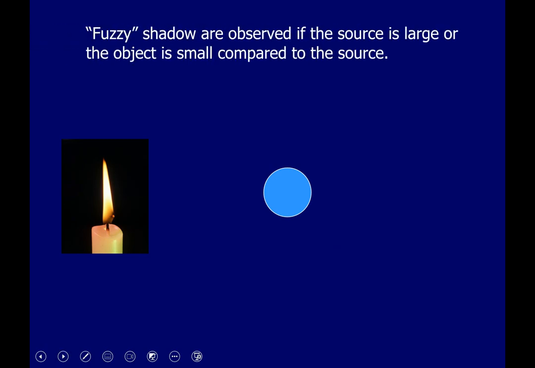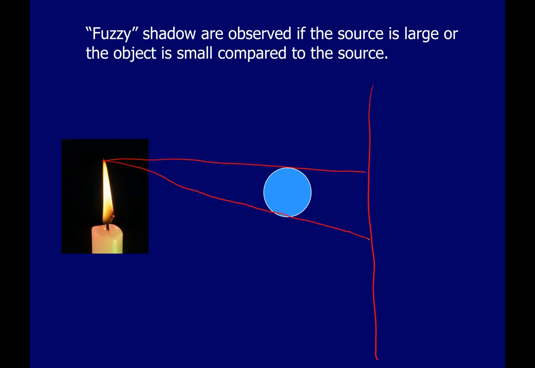Now, in this case, we get fuzzy shadows if the source of light is large and the object is small compared to the source. I'm actually going to draw that one too. So again, let's put a wall here somewhere in behind. And from the candle, you're actually going to get two parts that go there. And I'm going to put an arrow and an arrow and an arrow and an arrow. And from the bottom, you're going to get the same thing, one going there and one going on the other side of it.